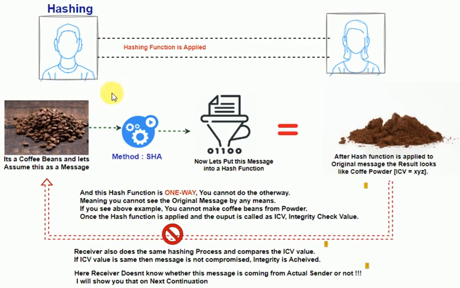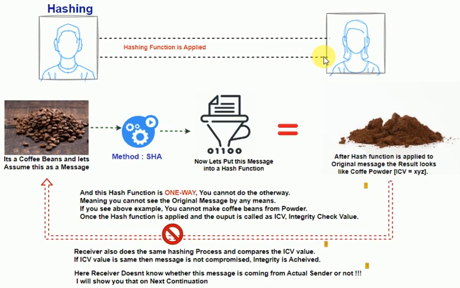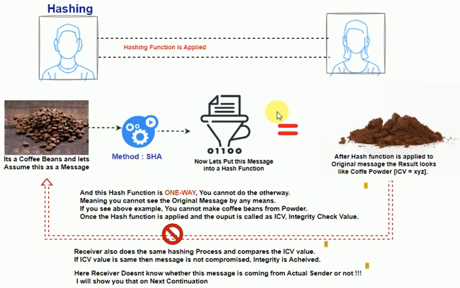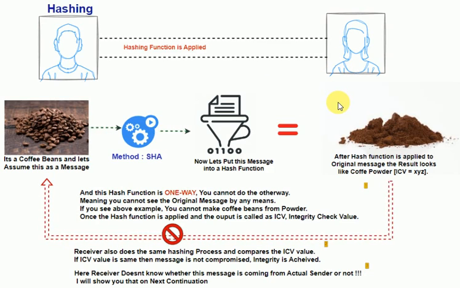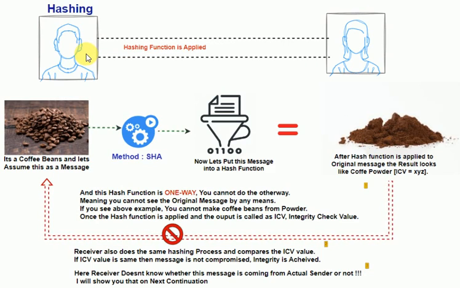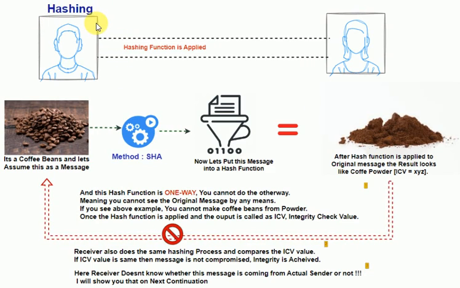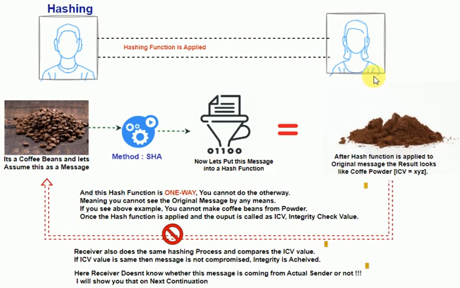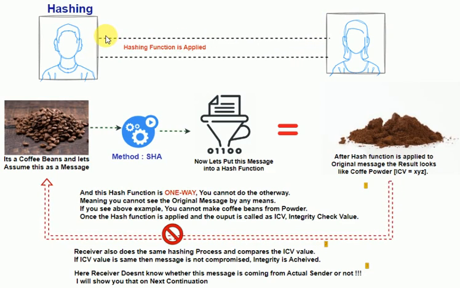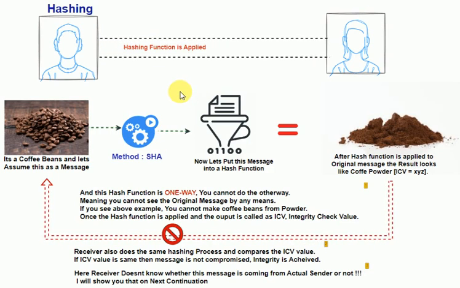I have sent a message to the receiver, and the receiver also does the same hashing process, and he compares the ICV value. If the ICV value matches, it means the message is not compromised, and integrity is achieved. That's what we all learned in the textbooks: hashing is used for integrity. The problem here is the receiver doesn't know whether this message came from the actual sender, the genuine sender, or not. Let me tell you one more example for better understanding.